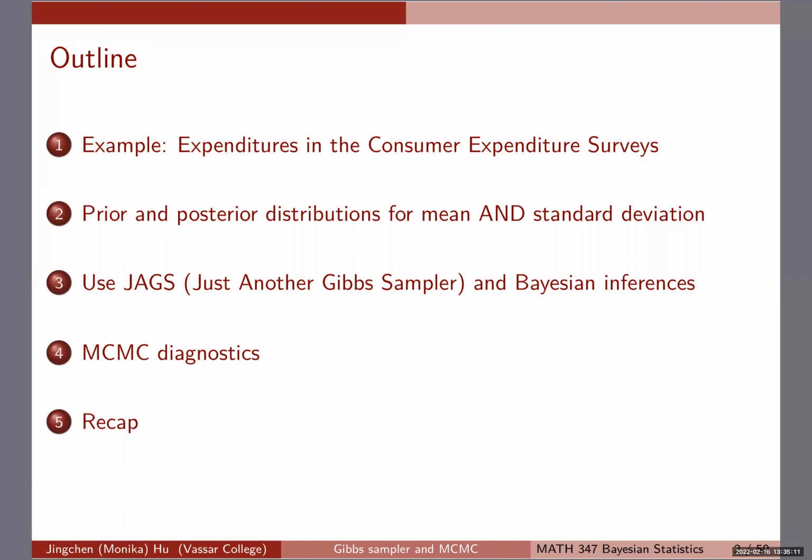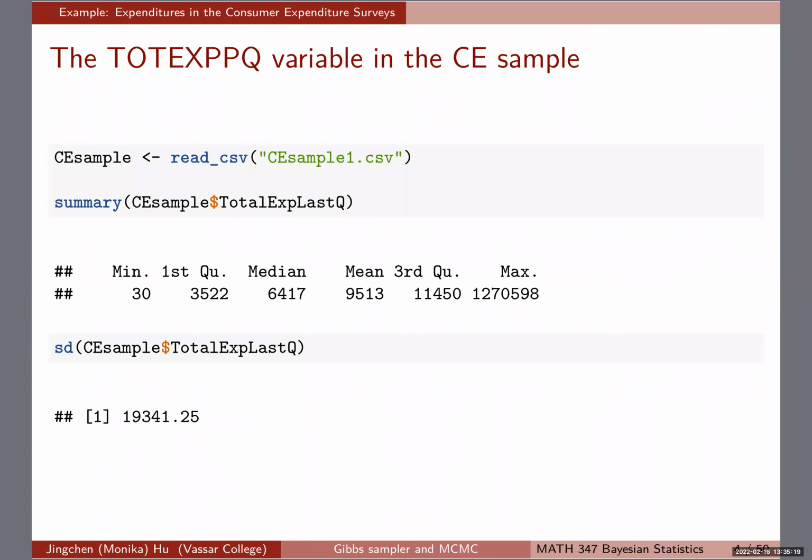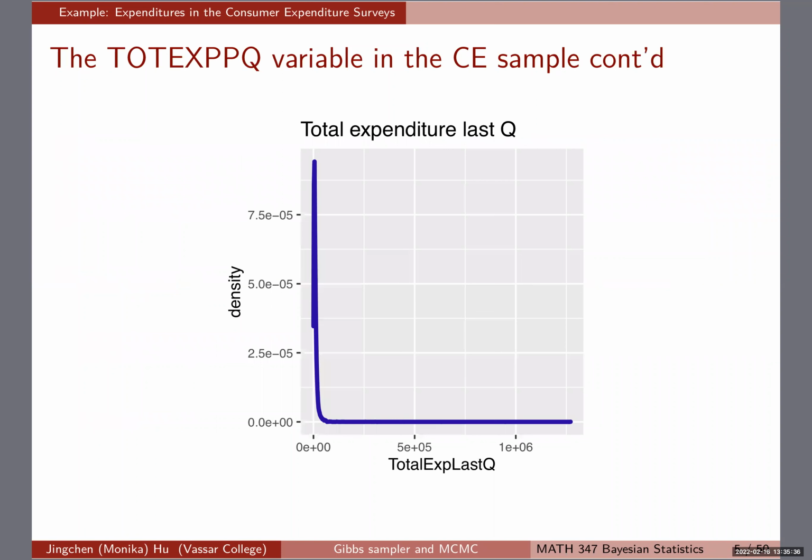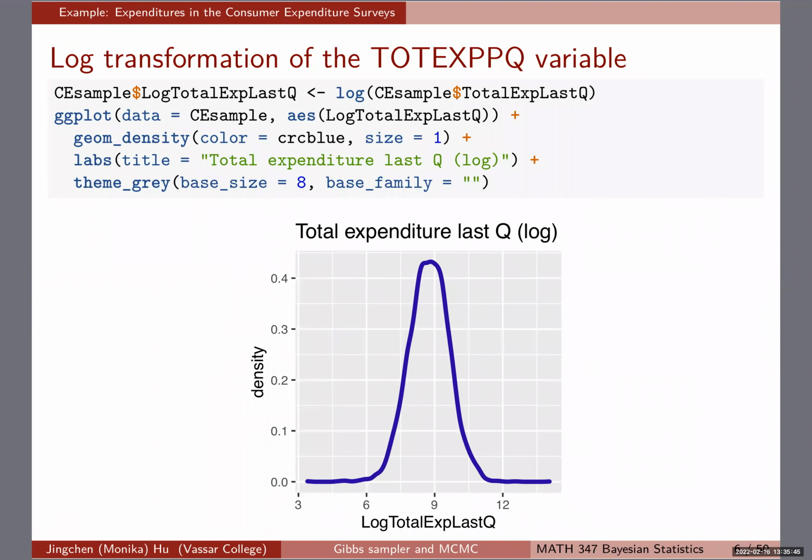The example is the same as before. We're still working with the consumer expenditure survey, looking at the expenditures variable. This part might be a little bit of review, repeating what we did before. That's the data set that I posted on Moodle, from the consumer expenditure survey. We're working with the total expenditure from last quarter, if you remember that variable. We looked at its summary and standard deviation, and of course we plotted it and realized that it's a highly right-skewed distribution. So we took the log to make everything a little nicer to work with. Eventually we are modeling this log version of the total expenditure from last quarter, and that's the data model.